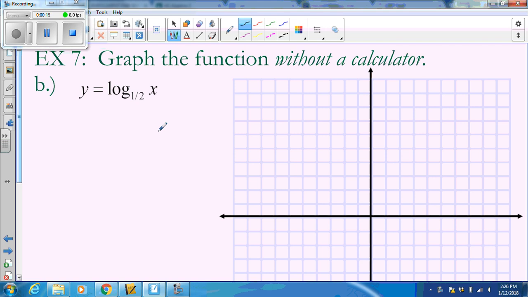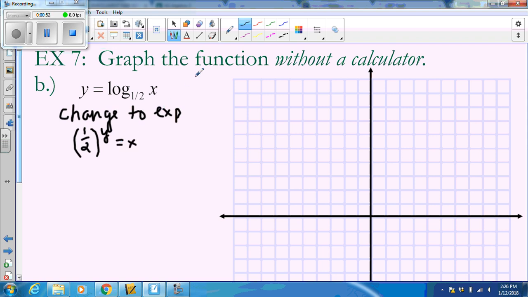Now whenever we're graphing logarithmic functions without a calculator, what we need to do is actually change our logarithmic form into exponential. So we need to change this into an exponent. Using the information you have learned so far, changing from a logarithm to an exponent, our base in our new exponential form is 1/2. Now, we're going to take this to the y power and set it equal to x.